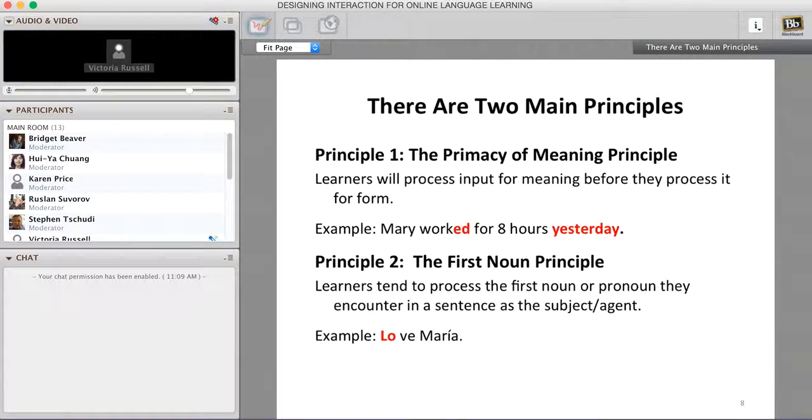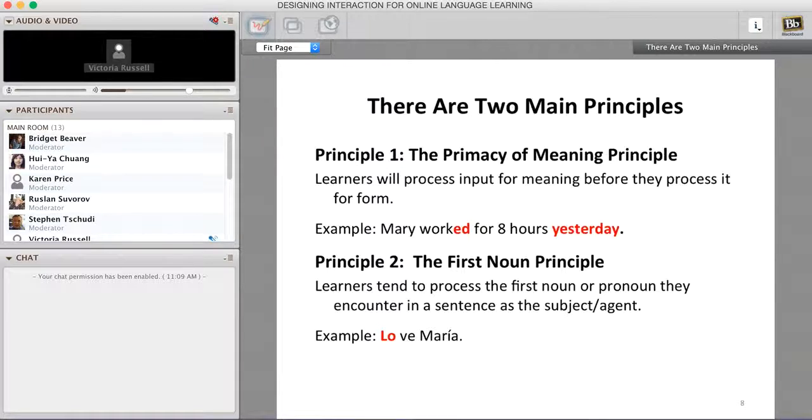In 2004, Van Patten identified two main principles in his model: the primacy of meaning principle and the first noun principle. He claimed that these principles hold regardless of the learner's first language and regardless of the language being acquired. The primacy of meaning principle is perhaps the most important principle, and it has six sub-principles. This principle states that learners will process their input for meaning before they process it for form.